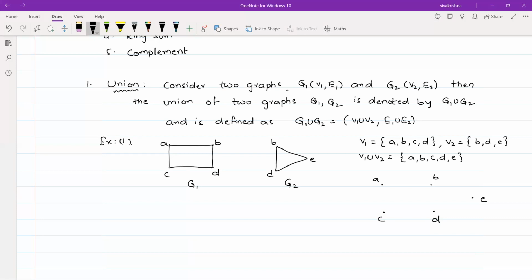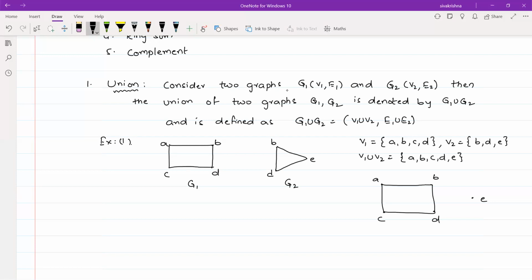In graph 1 we are having an edge in between A and B, so we have to draw an edge in between A and B. In graph 1 we are also having an edge in between A and C, so once again I am representing the edge in between A and C. In graph 1 we are having an edge in between B and D, so once again I am drawing an edge in between B and D, and also we are having an edge in between C and D in graph 1.